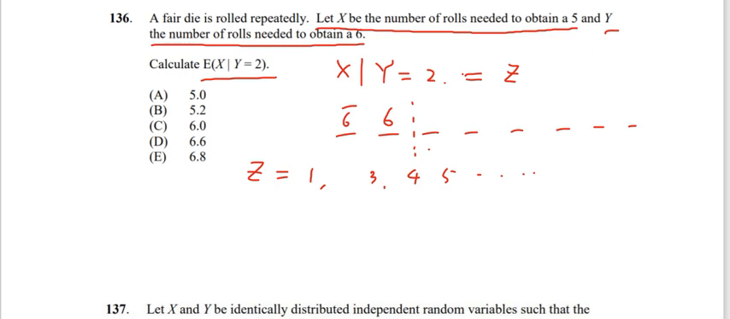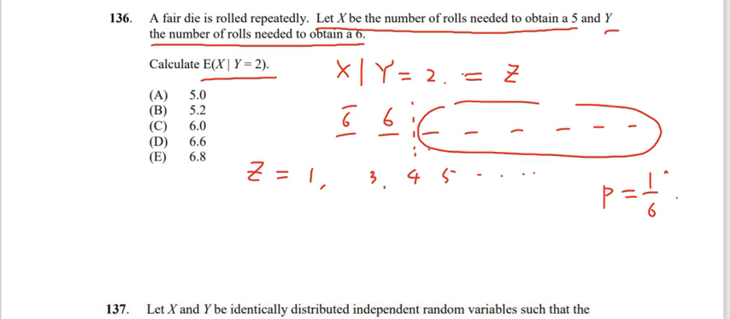So how many times can you get 5? We say the probability to get 5 is 1 over 6, right? So this should be just 6, but we count from here 1, 2, 3, 4. So this average, this expected value should be 8. So 6 plus 2.